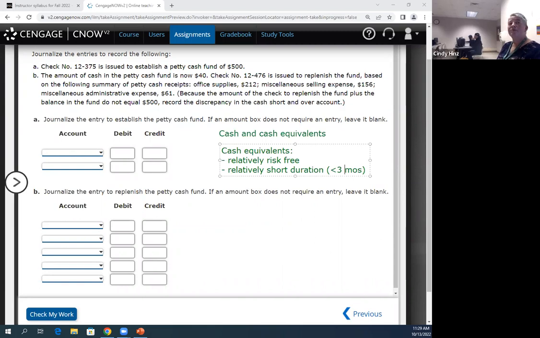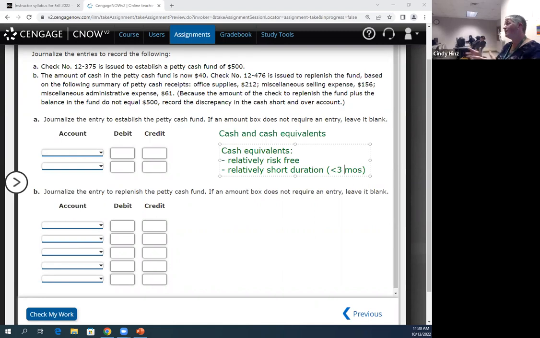So it doesn't actually have to be coins and bills that we have physically with us at the company. Could be deposits in the bank. It doesn't even have to just be in our checking account. It could be in our savings account, or if we have CDs, as long as they have a short duration. If they have a longer duration than that, they're considered investments, not current assets, not part of cash. Everybody okay with that definition of cash equivalents?